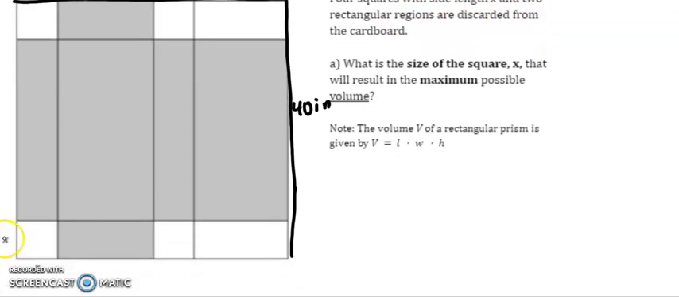Well, let's think about this. If this is x and this is x, this is also going to have to be x. And then we could call these y's if that helps us, right? Because those are going to be the same in size when you fold the box up and around. So we have an x up here, right? So we are trying to find the size of the square x, that's our goal, that will result in the maximum possible volume. We were told that volume equals length times width times height.